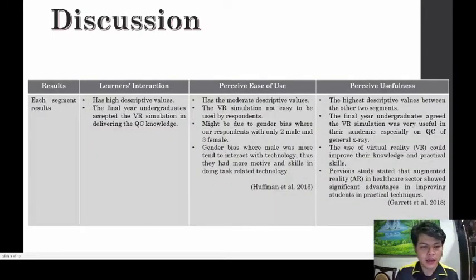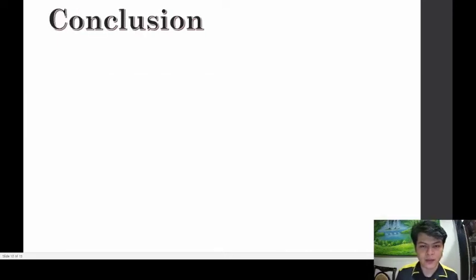Learner interaction is how the final year students agreed that VR simulation is good in delivering the QC knowledge. Perceived ease of use is how hard it is to use this VR simulation, and perceived usefulness is how this virtual simulation benefits them in academics, focusing on the QC itself. So the highest descriptive value being perceived usefulness means that this VR really benefits the final year students in delivering the QC knowledge.